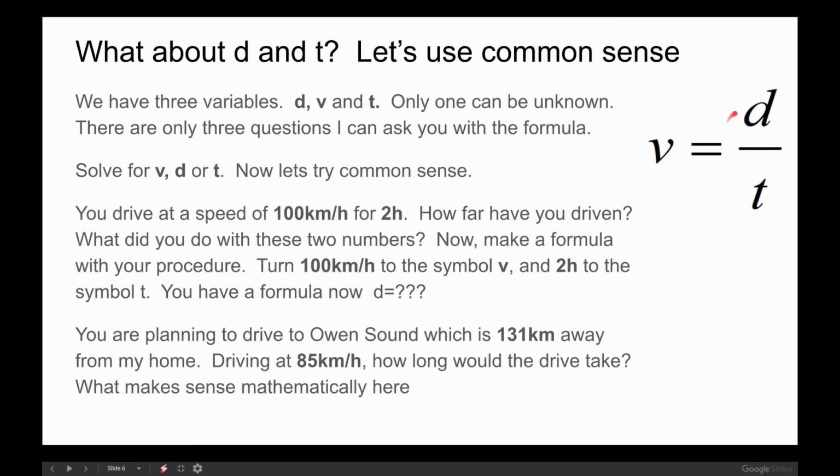Now, what about the other two? What if we wanted to solve for distance or time? Only one of these can be unknown. So we need to rearrange the equation to solve for d and t. You may have done equation rearrangement in math class, and I used to teach it as well. It either sinks in with students or it defies their brain all through high school.